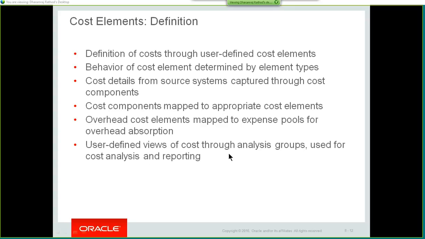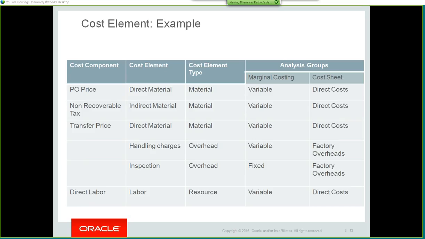There is an analysis group. It is a user-defined analysis group where you would be able to specify whether the cost is direct cost, indirect cost, and various other costs you can club, and then you can use it just for reporting purposes. And this is how everything will tie together.